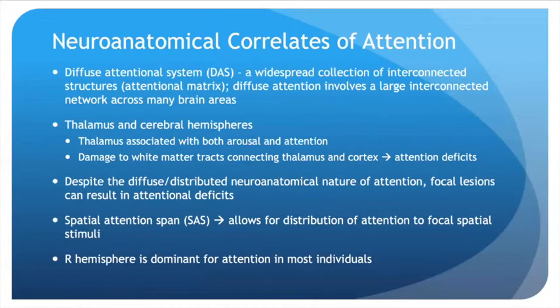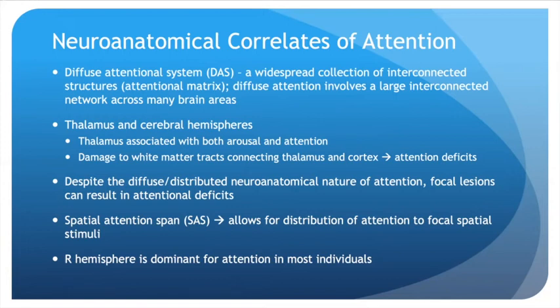Neuroanatomical correlates of attention. So there is a so-called diffuse attentional system, a DAS, which is a widespread collection of interconnected structures known as an attentional matrix. Now, this diffuse attention involves a large interconnected network across many brain areas. And so that's kind of the idea that there isn't a single focus for attention, it's a diffuse network. That being said, there are some hubs, you might say, of attention. So the thalamus and the cerebral hemispheres.